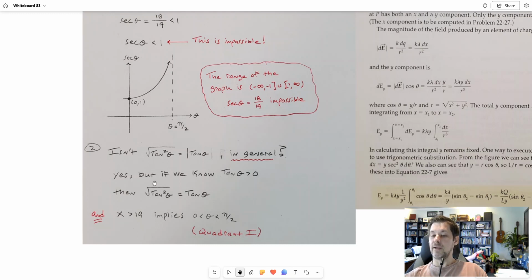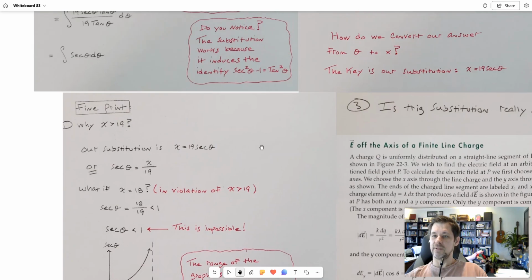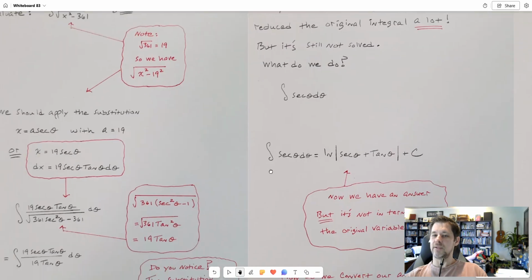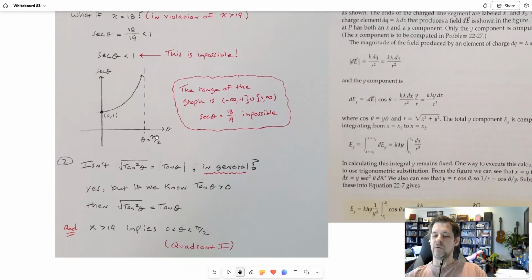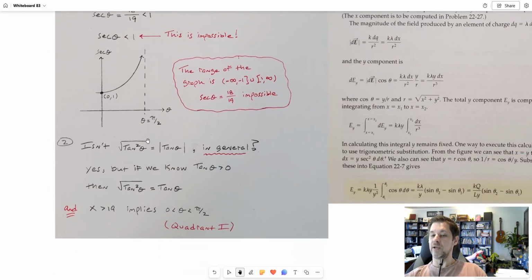So why did I leave off the absolute value in this problem? On this step right here, let's see, where was it? Yeah, I said the square root of tangent squared, I just said it's going to be tangent. So why did I ignore this general rule about the square root of some unknown number squared? Well, it happens to be that we do know here that tangent theta is greater than 0. X being more than 19, okay? Put your secant theta up here, putting you in quadrant 1 essentially. That's what happened. That's the short answer.